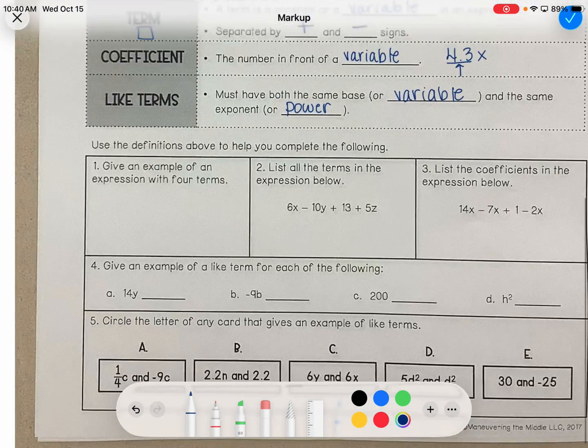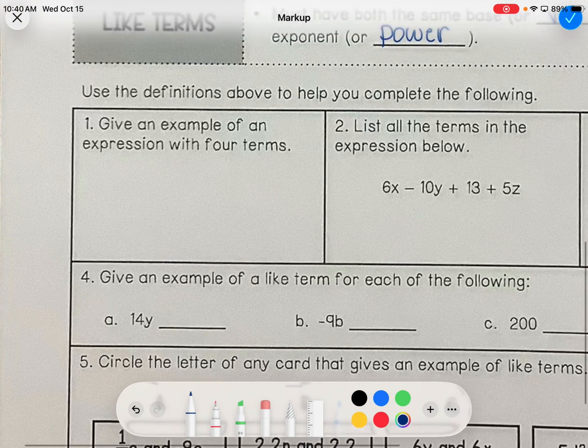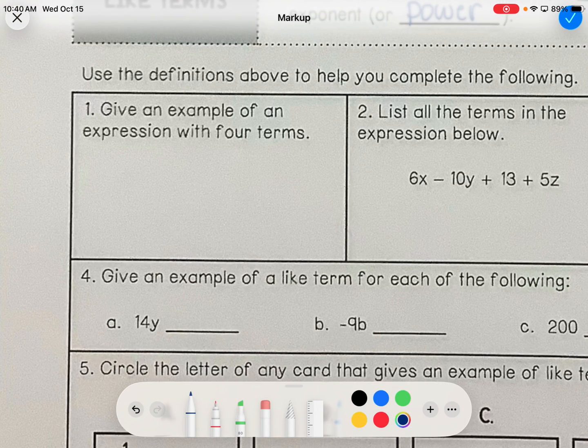Okay? So use these definitions to help you complete the following. Give an example of an expression with 4 terms. Remember, expression is the train. So I want an expression with 4 terms, with 4 carts. Who would like to give that a try? So we want to come up with something that has 4 carts. Come on, you got this.